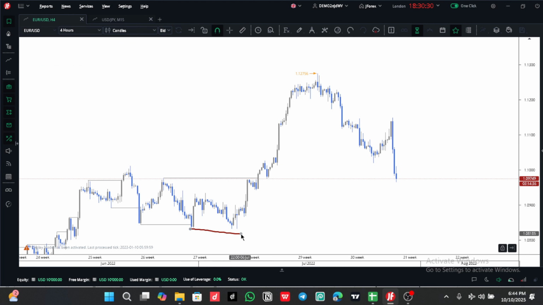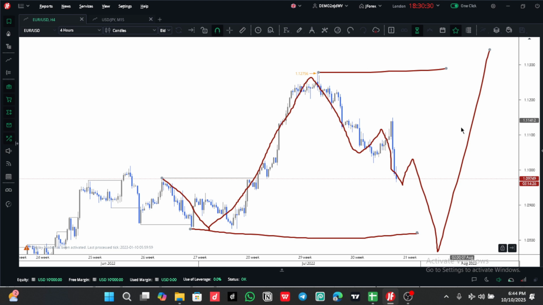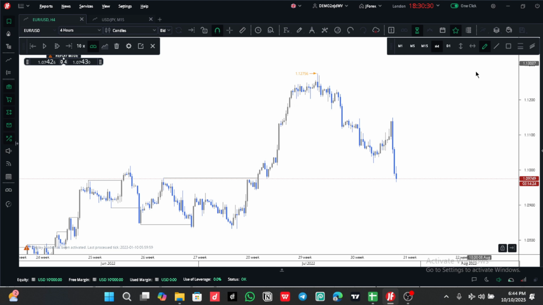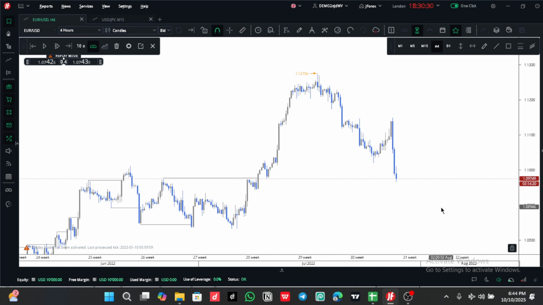This is still our low and this is still our high, so we're just in between this whole move. So we don't know if the market will break the low or it will break the high. We don't know yet, so let's wait.